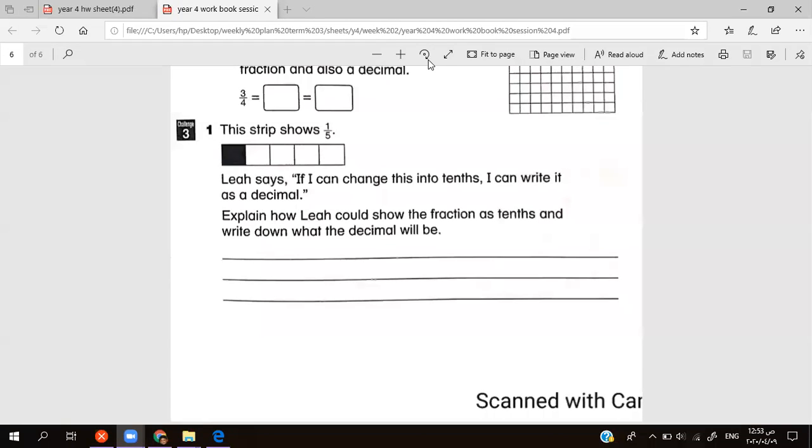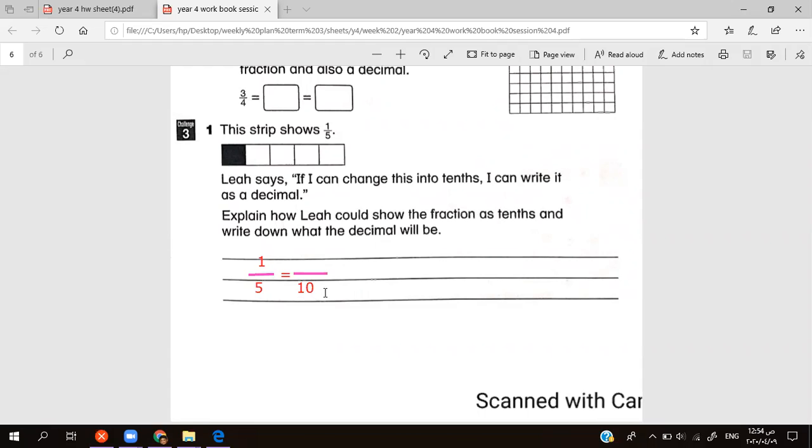Okay, this is what we learned. We learned that I can say that 1/5 can be turned into tenths, something over 10. 1/5 can be turned into tenths. Tenths means 1/10. Sixths means 1/6, or something over 6. Ninths is something over 9. Okay, so how can it be turned into tenths?